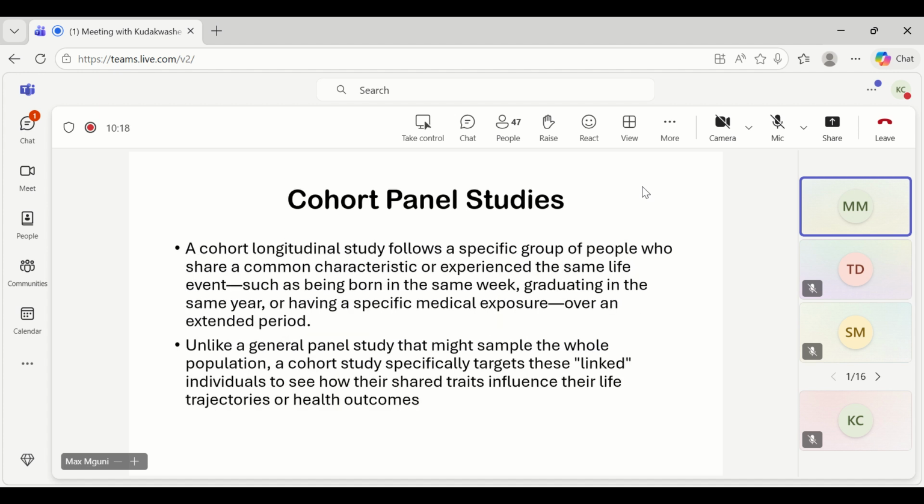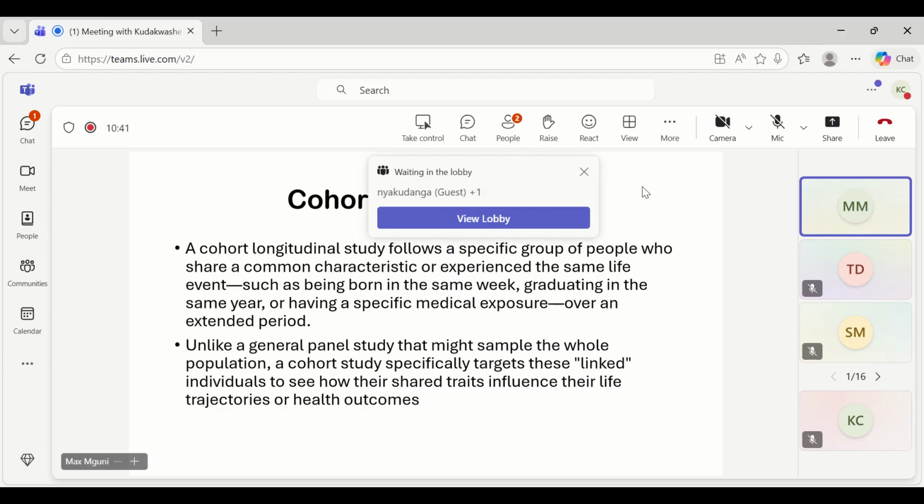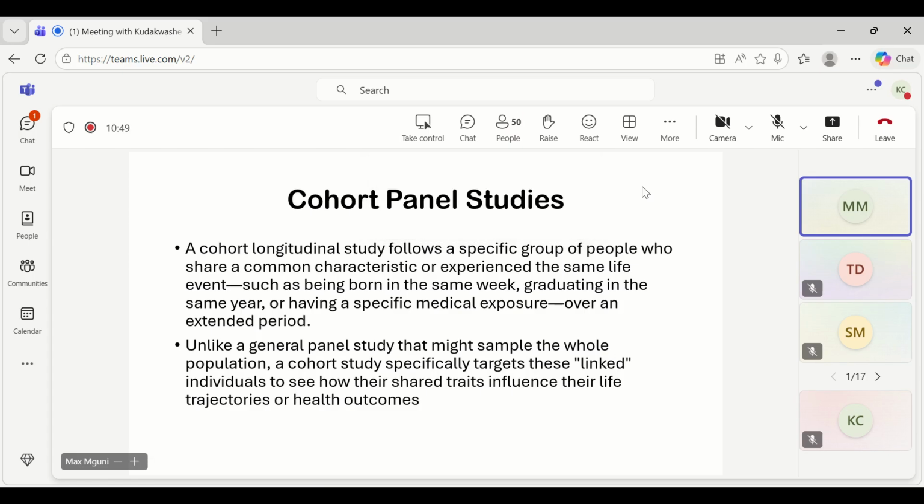The cohort studies, it is also a type of longitudinal study, but this one follows a specific group of people who share a common characteristic or experience the same life event, such as being born in the same week, being exposed to a wartime event, being exposed to a drought period, graduating in the same year, or having a specific medical exposure over an extended time. Unlike a general panel study that might sample the whole population, a cohort study specifically targets these linked individuals to see how their shared traits influence their life trajectories or health outcomes into the future.